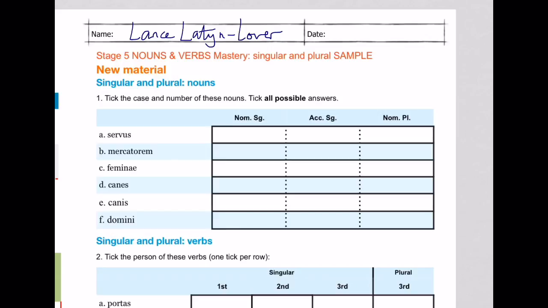Right, so the first section is about nouns, the singular and plural of nouns. You have to say whether it's one of the two we know already, whether it's the nominative singular or the accusative singular, or whether it's the new nominative plural. How do we do that?